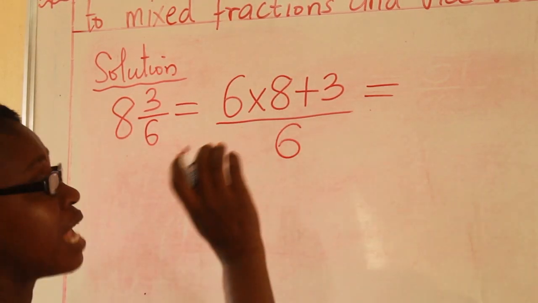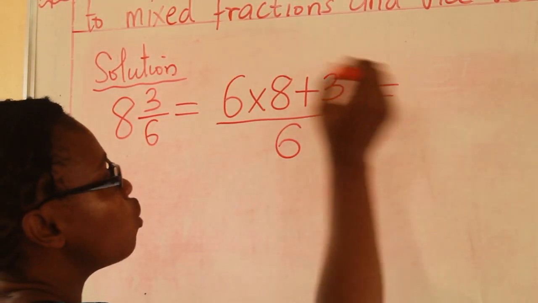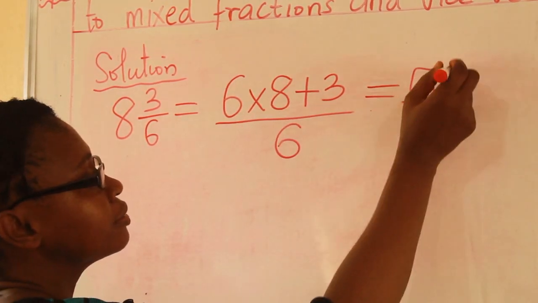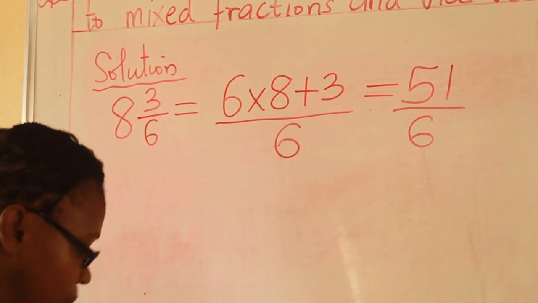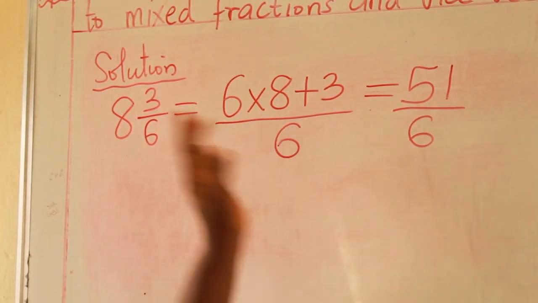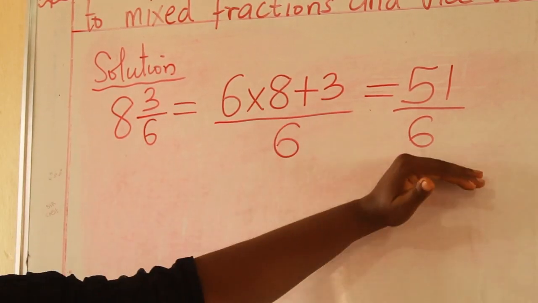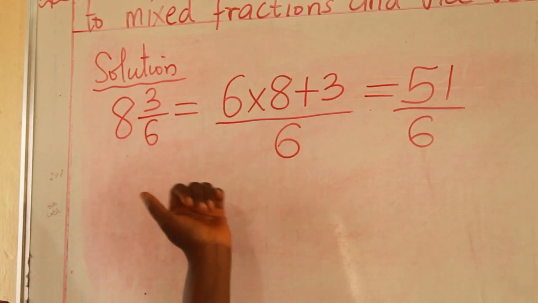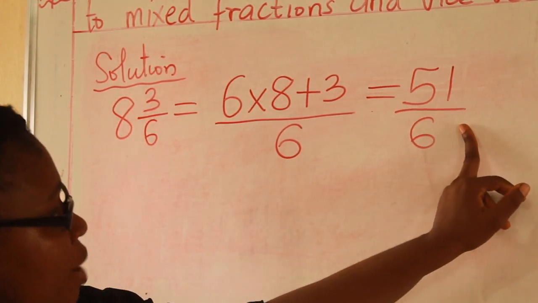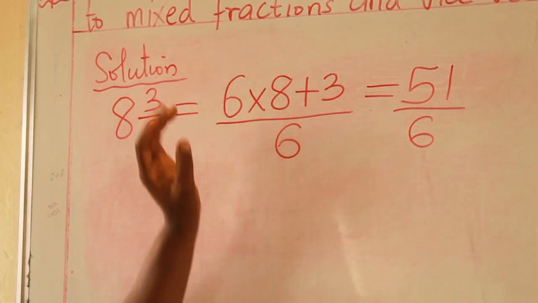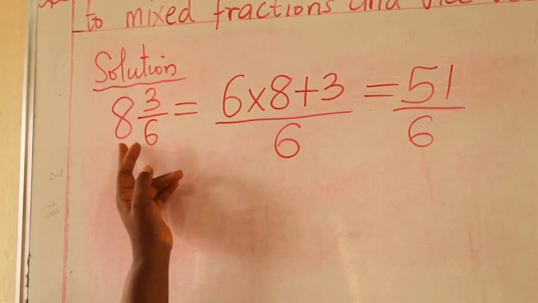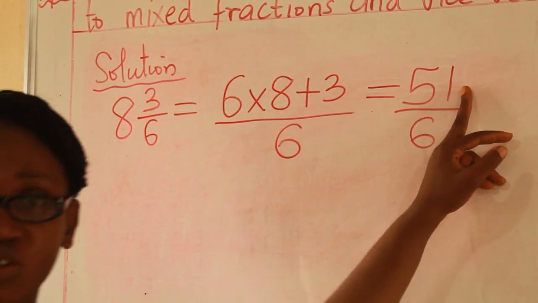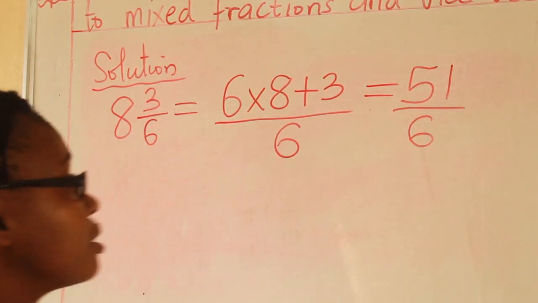So when we do that, 6 times 8 gives us 48. 48 plus 3 will give us 51 all over 6. We have been able to change from mixed fraction to improper fraction. What was the question? 8 whole number 3 over 6, change it to an improper fraction. So we did this by multiplying our denominator by the whole number, and then we add our numerator to get 51 all over 6. That's good.